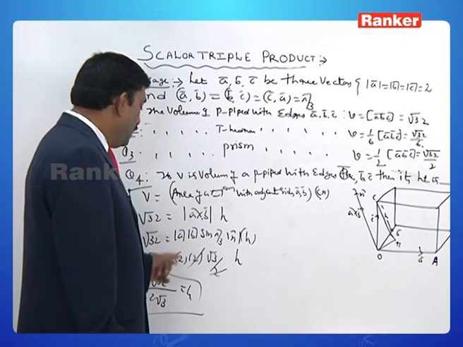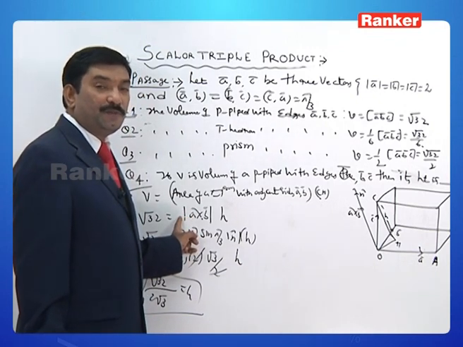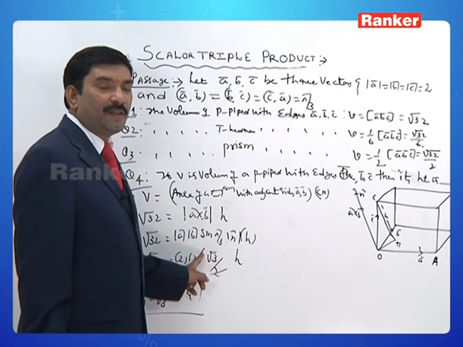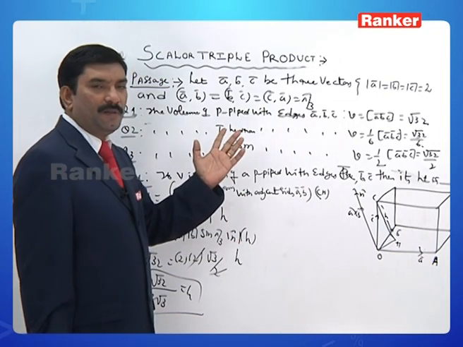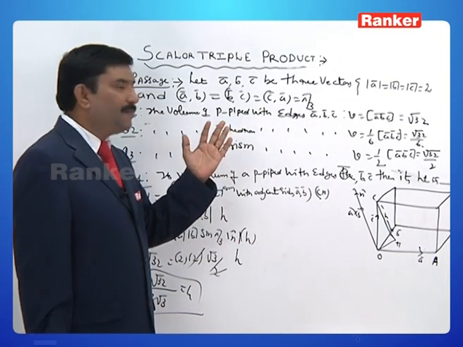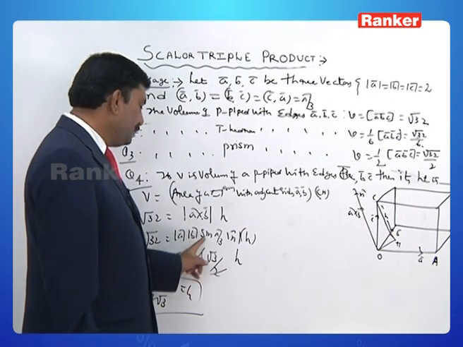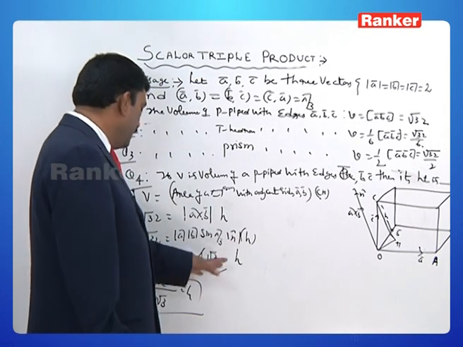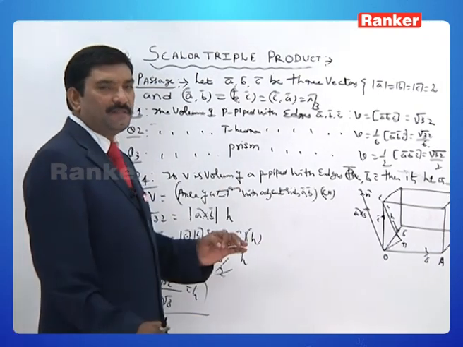So therefore, what is modulus of A cross B? First of all, you think about A cross B, mod A, mod B, sine pi by 3 into N cap. Why? Angle between A bar and B bar is pi by 3. Similarly, B bar comma C bar is also pi by 3, C bar comma A bar is also pi by 3. So therefore, I take 2 root 3 by 2. Modulus of N cap is 1, into height. Therefore, height is equal to root 32 by 2 root 3.